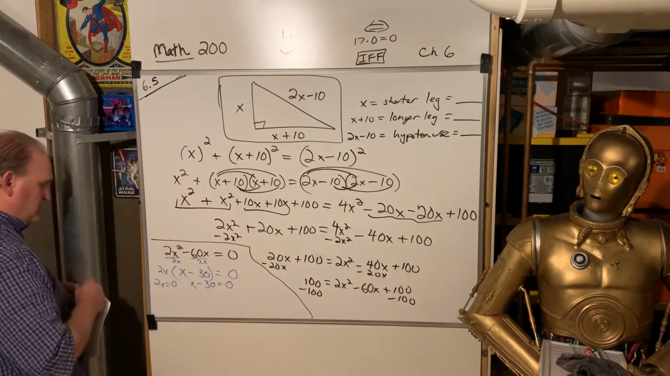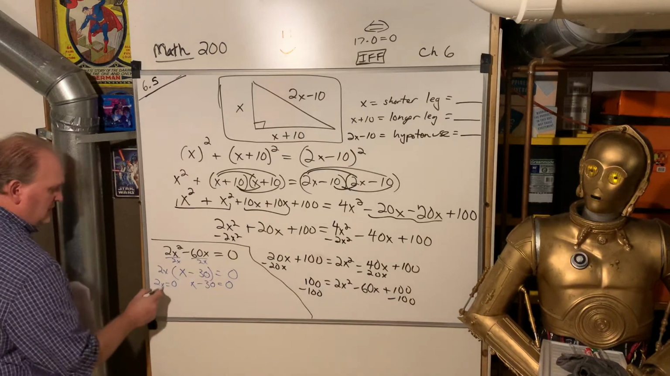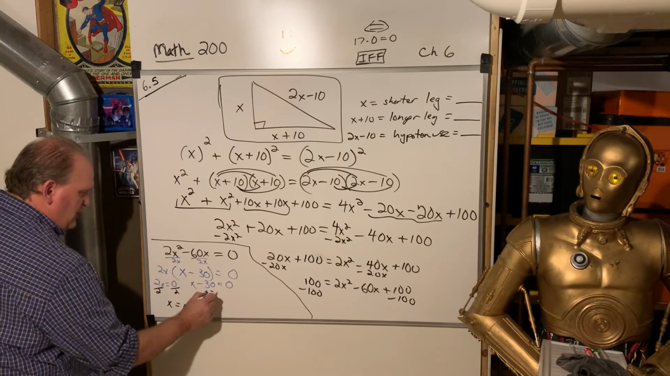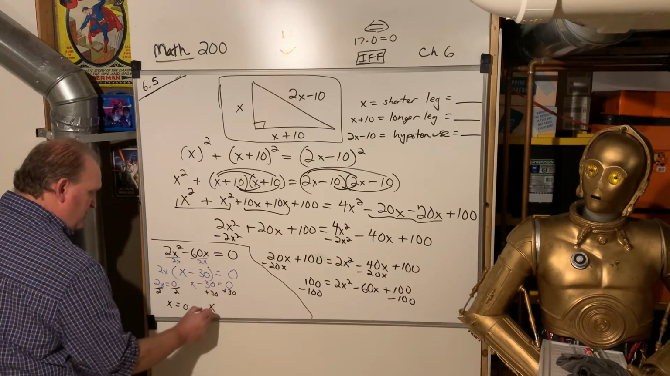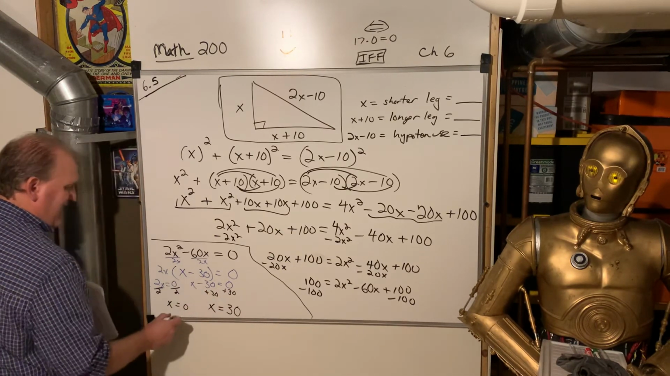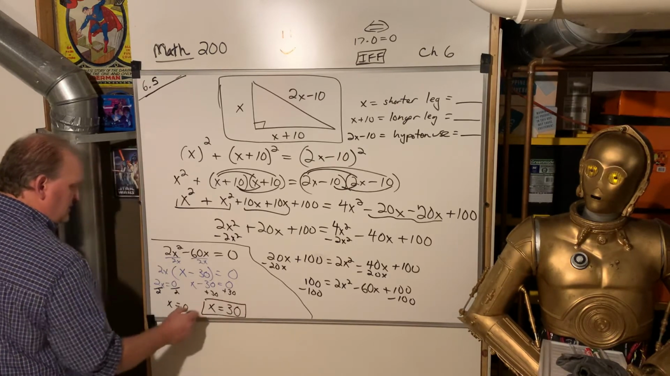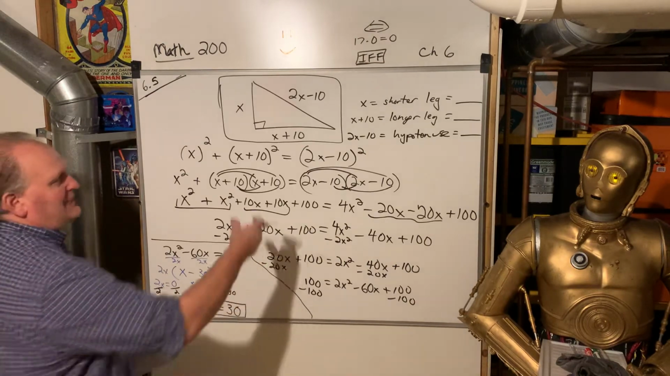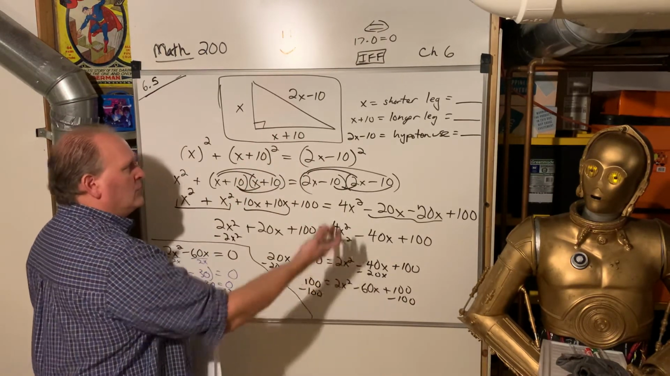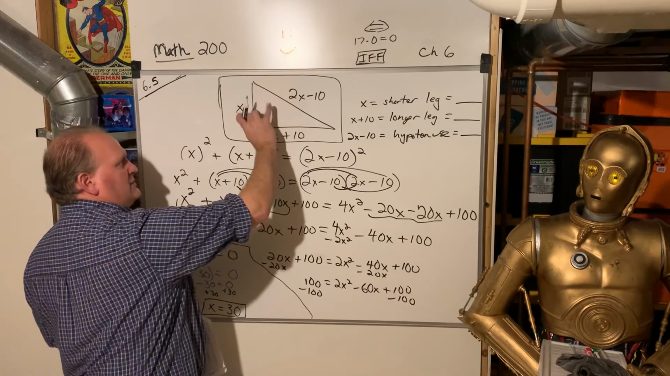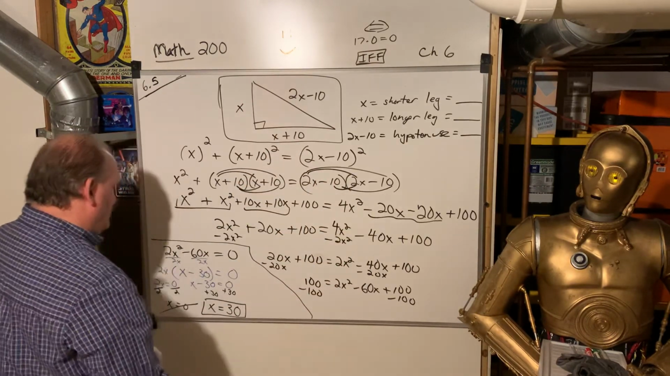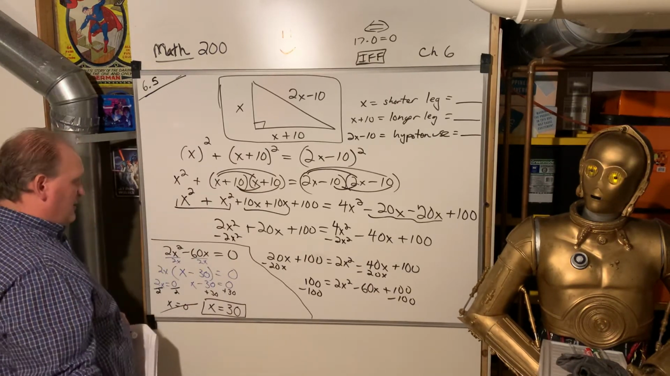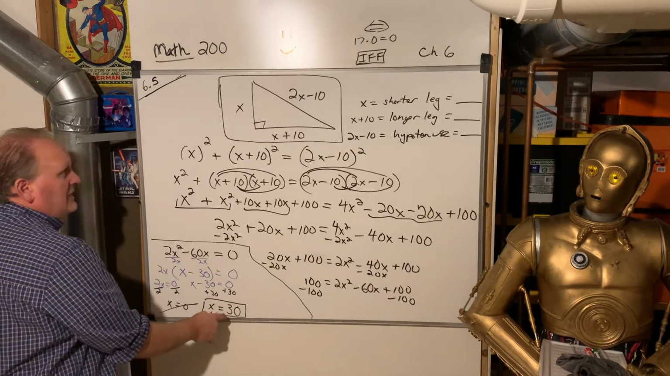And so I end up with two answers. I got divide by 2, x is equal to 0. Add 30 to both sides, x is equal to 30. Well, lengths have to be bigger than 0. So this one is out because we call that a domain restriction based on reality. In the real world, a length can't be 0. If it's 0, it's not a triangle. So the stipulation on the domain was it had to be bigger than 0. So 0's out. But 30 will work.